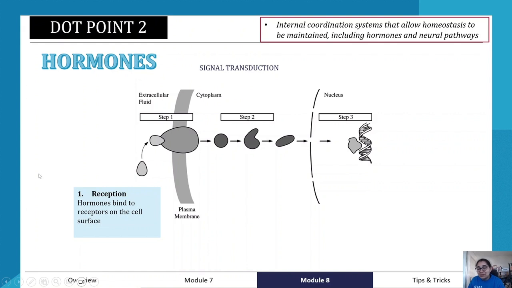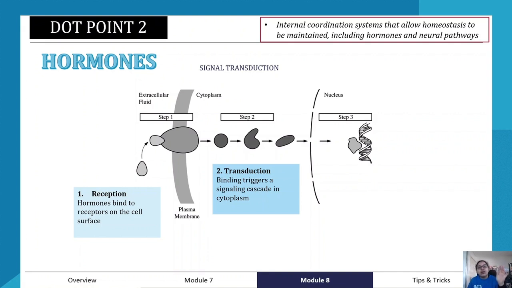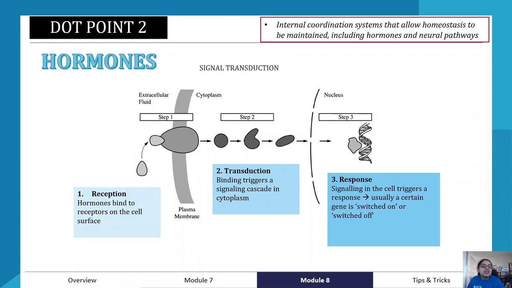Okay, so you see reception. That's the first step when the hormone is going to bind to the receptors on the cell. Transduction is the second step where we see a signaling cascade in the cytoplasm. So basically, kind of like dominoes, right? One thing causes another, so the signal transduction, and then finally, step 3 is when this then causes changes inside the nucleus. It triggers a response, and that response is generally a gene being switched on or off.